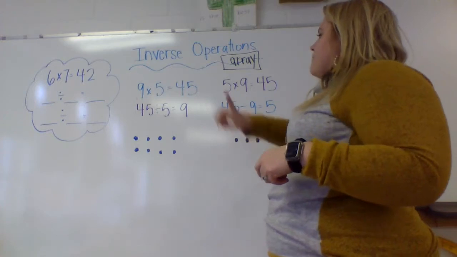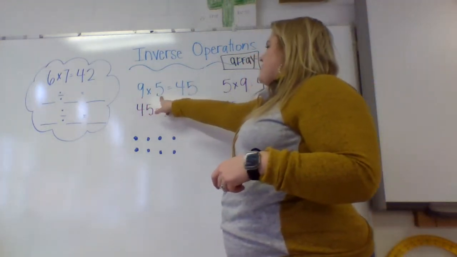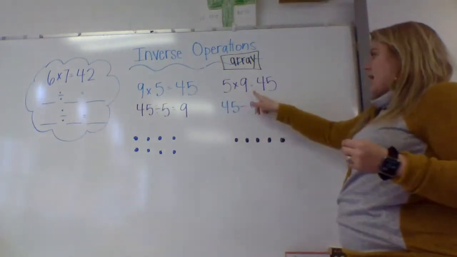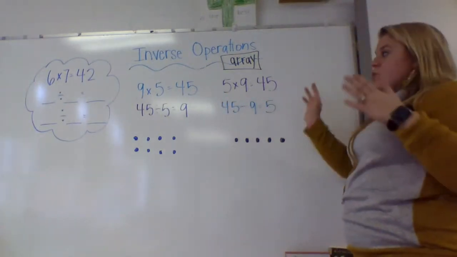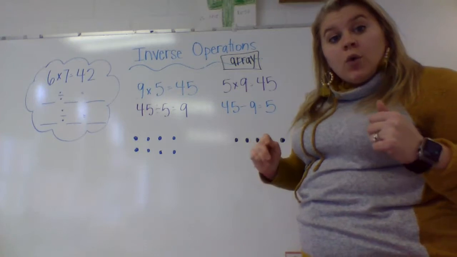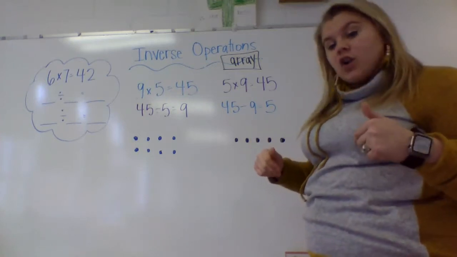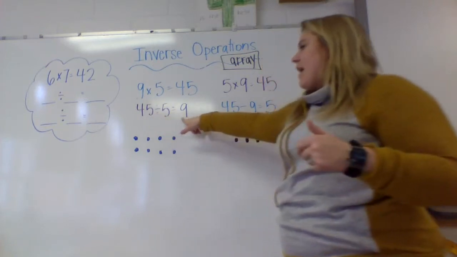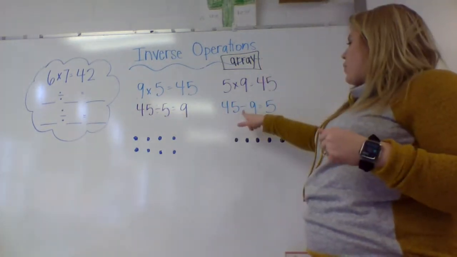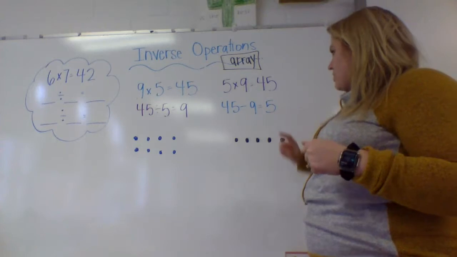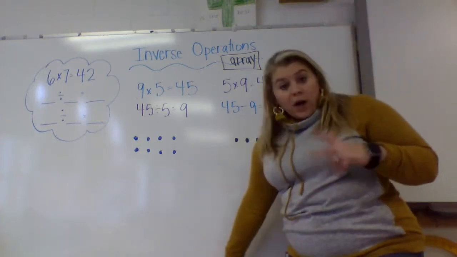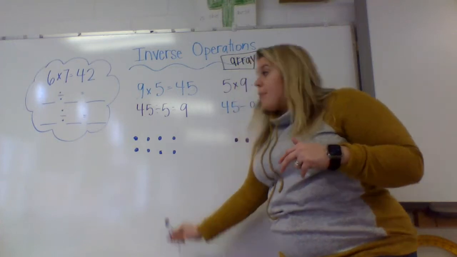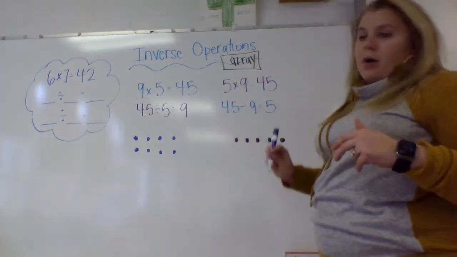Before we look at arrays, we're going to talk about these inverse operations, and look at a fact family. We know that 9 times 5 equals 45. We could flip that around and say 5 times 9 equals 45. So we know that's true. Well, we can check that by doing the inverse with division. 45 divided by 5 equals 9. And 45 divided by 9 equals 5. So they work together as fact families to give us possible problems.